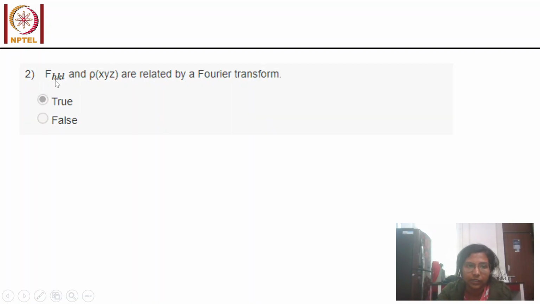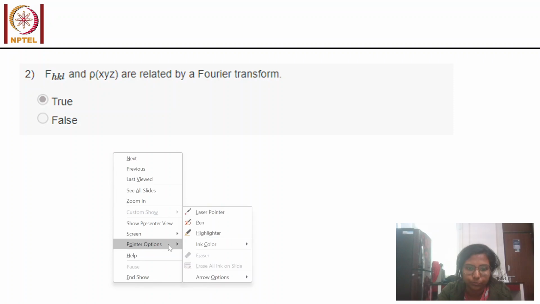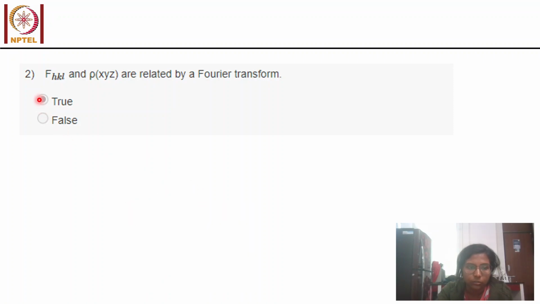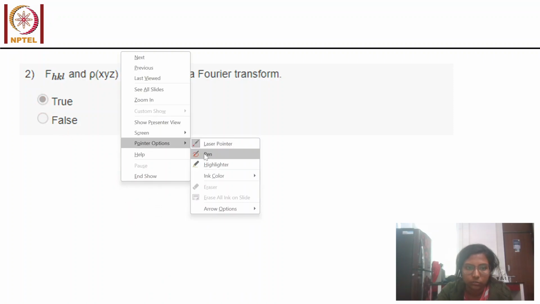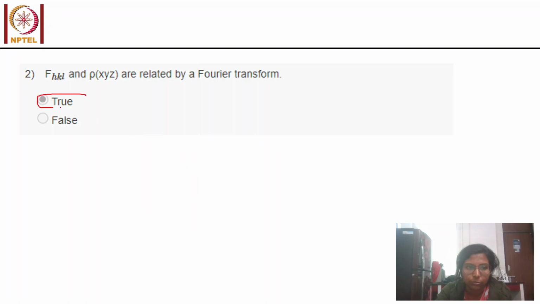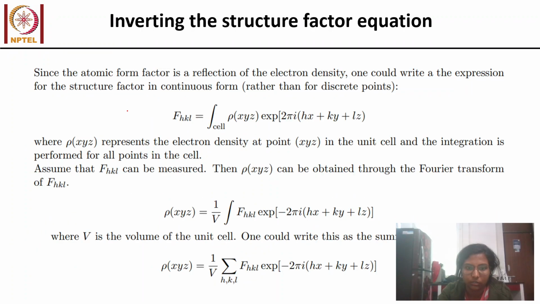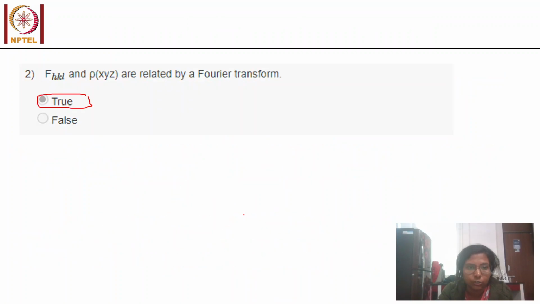Then this F(hkl) and rho(xyz): this is the structure factor and this is the electron density. So these are related by a Fourier transform. So this will also be true. This will also have to be true, right? Because this is what we learned here. These are also related by a Fourier transform, and this is also related by a Fourier transform. So this will also be true.